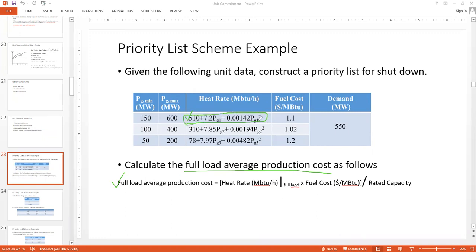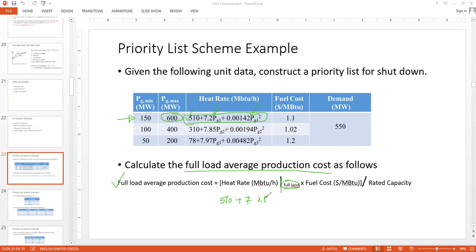So if I want the numerical value for this, then what I have to do is replace this PG1 and PG1 square over here. Because we are talking about unit number 1, you can see clearly that the heat rate, in millions of BTU per hour, has to be evaluated at the full load value. That means the full capacity value. So we can calculate it like this: 510 plus 7.2 PG1.